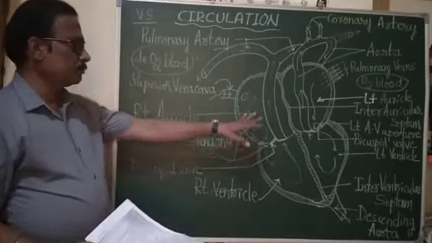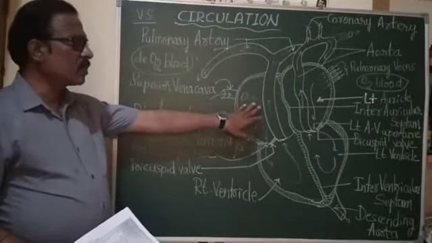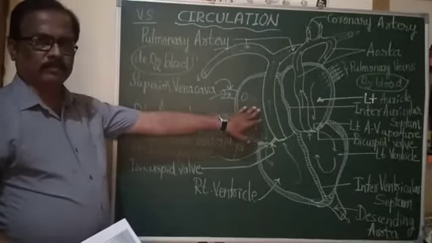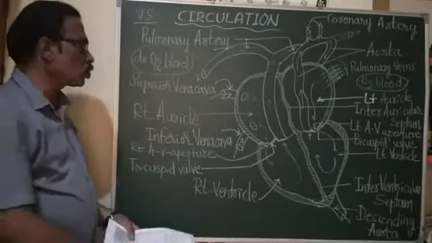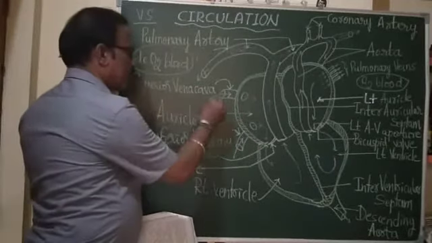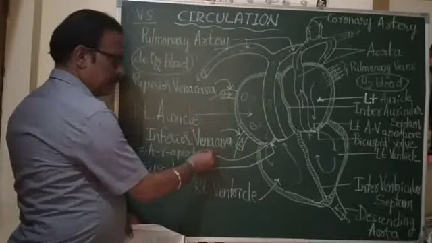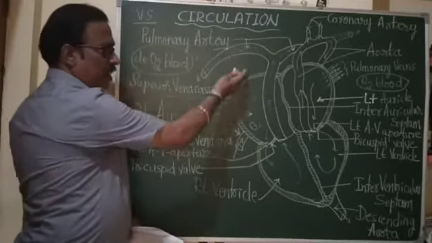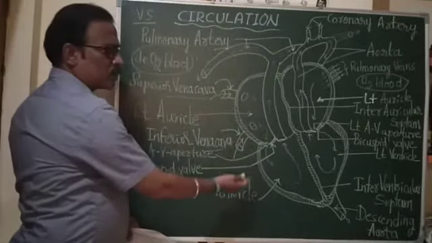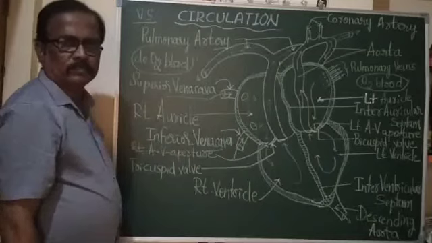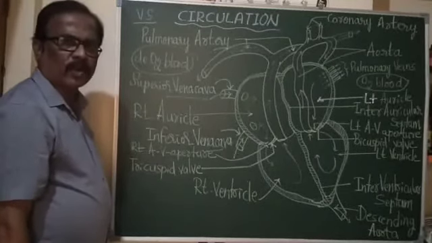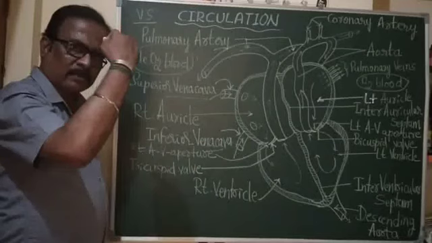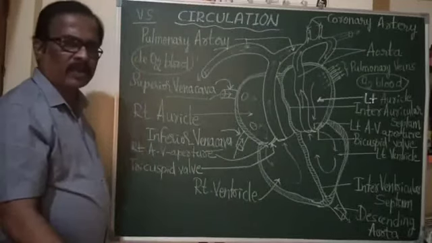The right auricle, which is a thin-walled chamber, receives impure blood through the superior vena cava and inferior vena cava from the upper and lower extremities of the body.